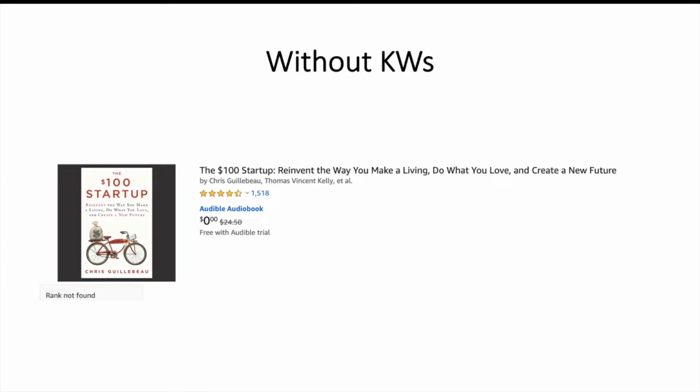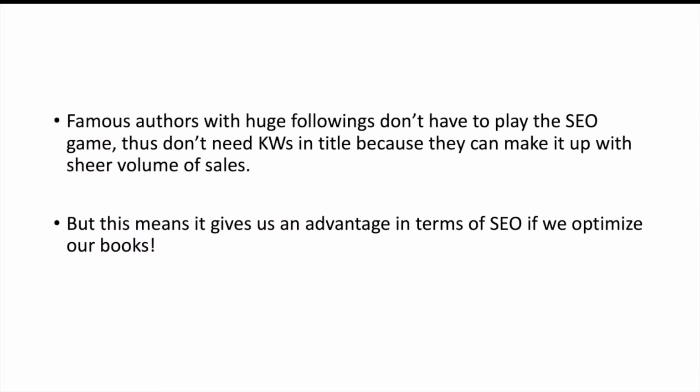This is another example without the keyword. So the book is about side hustles, building a business, passive income, but you don't see that in the title or the subtitle. So this book is not optimizing by keywords. So why is that? Famous authors with huge followings, they don't have to play the SEO game. Thus, they don't really need to put keywords in the title because they can make it up with sheer volume of sales. But this means it gives us an advantage in terms of SEO if we optimize our books.